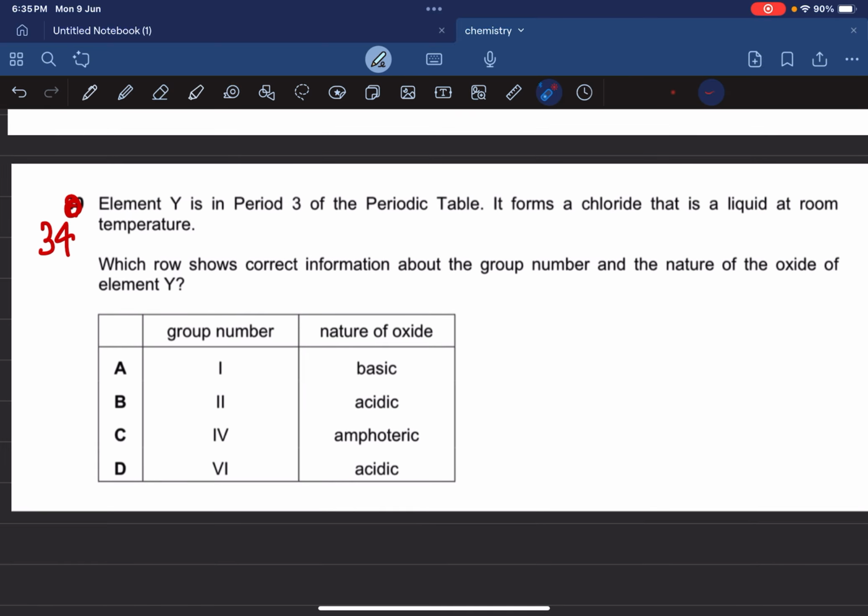Let's try this. Element Y in period 3 of the periodic table. Try this yourself as well. It forms a chloride that is liquid at RTP. Okay, first of all, element Y is in period 3, and secondly, it forms a chloride that is liquid at RTP. Which row shows the correct information about group number and the nature of the oxide of element Y? Firstly, it has to be in period 3, so group number can be anything out of this, and it forms a chloride that is liquid at room temperature.